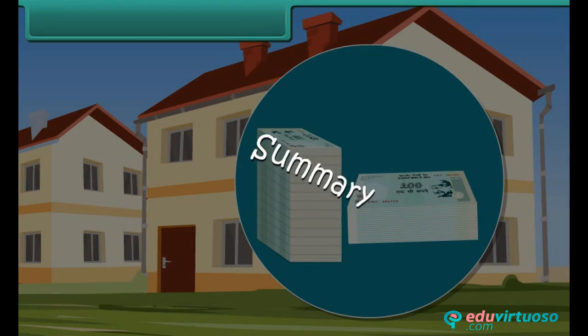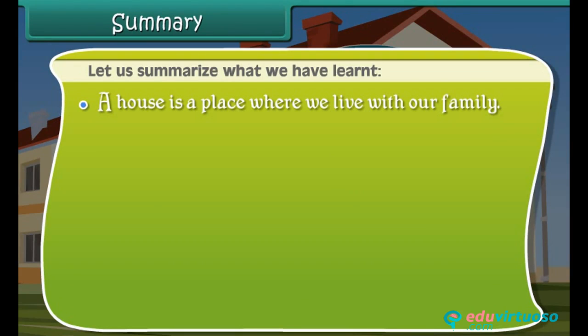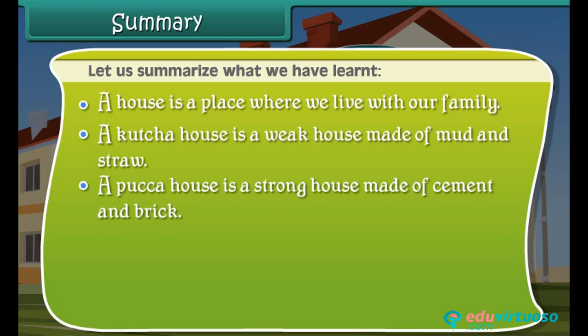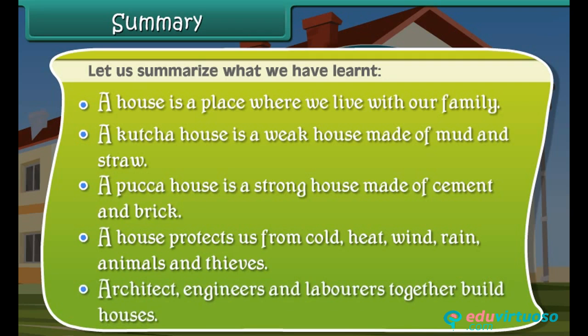Summary. Let us summarize what we have learned. A house is a place where we live with our family. A Kacha house is a weak house made of mud and straw. A Paka house is a strong house made of cement and brick. A house protects us from cold, heat, wind, rain, animals, and thieves. Architect, engineers, and laborers together build houses.